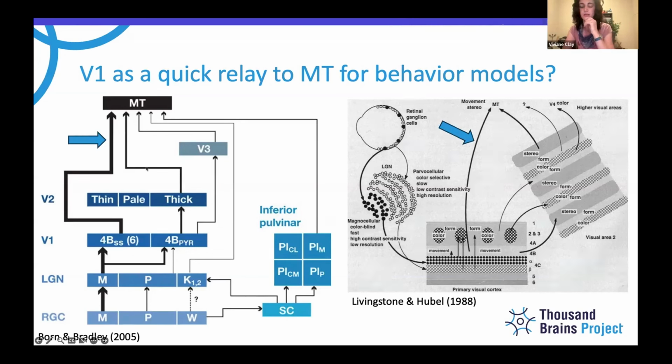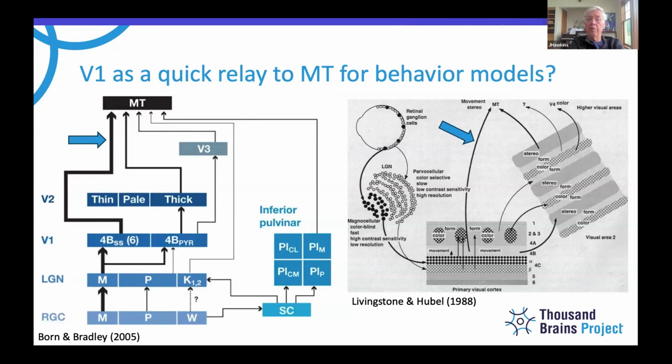Viviane, do you have a guess or thought as to why you have these extra layers in V1? I mean, couldn't the magnocellular cells project directly to MT?